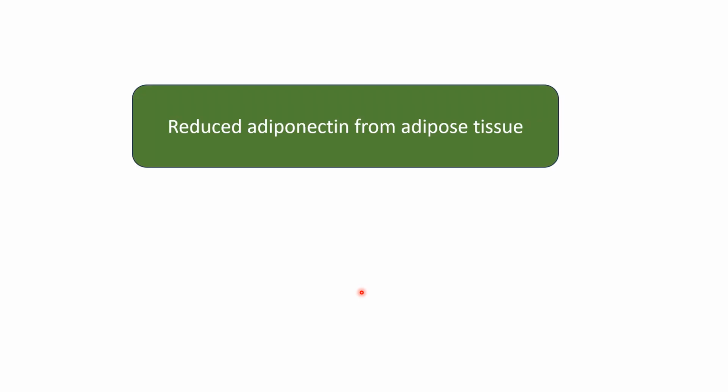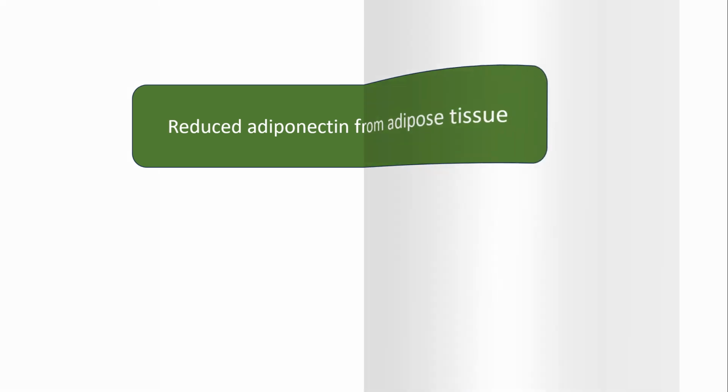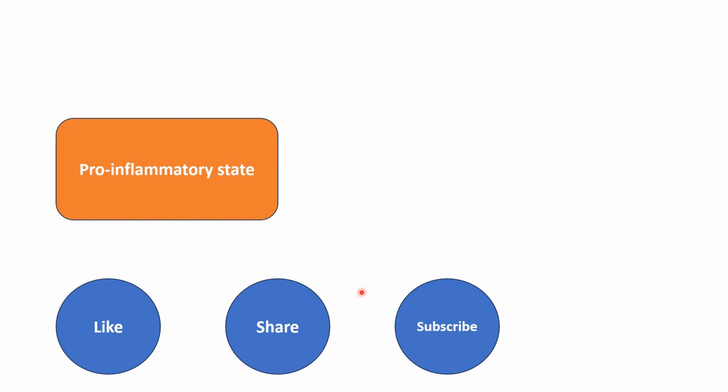Adiponectin suppresses cell proliferation and promotes apoptosis. But since in obesity adiponectin is decreased, anti-cancer actions are compromised and this leads to cancer formation. Pro-inflammatory state. Pro-inflammatory state in obesity is carcinogenic by itself. All these factors contribute to cancer and obesity-related problems.